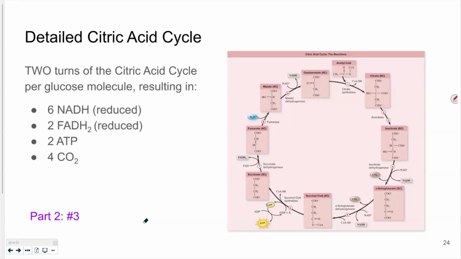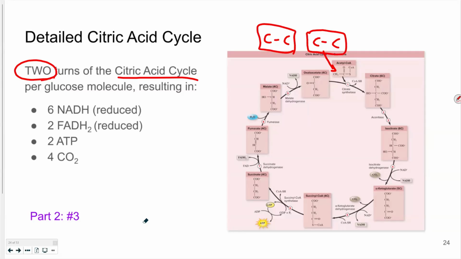Let's remember that the citric acid cycle is going to happen twice for every glucose molecule. We started with our 6-carbon sugar back in glycolysis. We broke it down. We pulled off a carbon during the oxidation of pyruvate. These are the 2 carbons that are going in. So this set goes around, this set goes around.